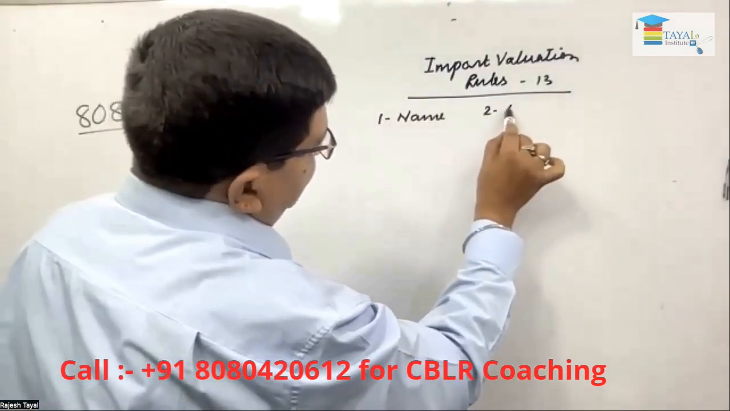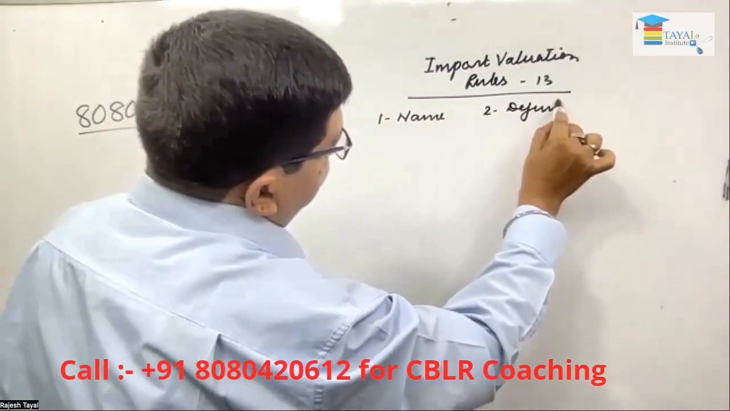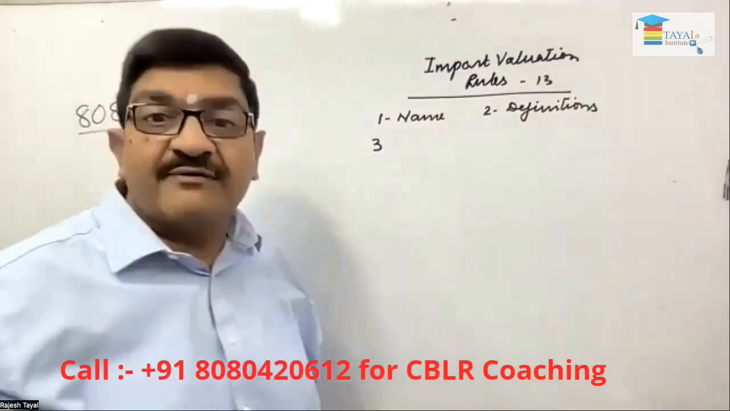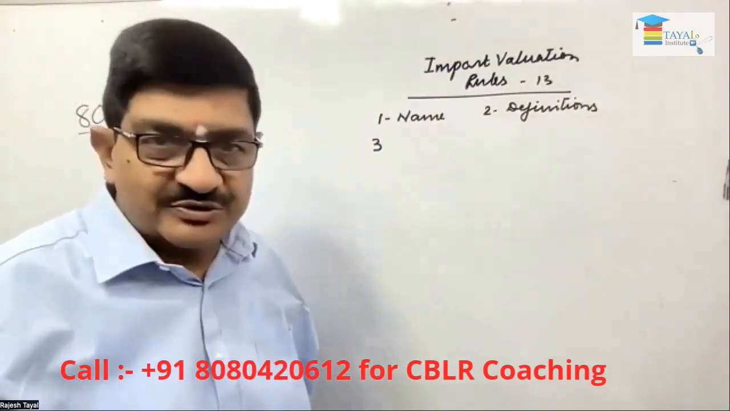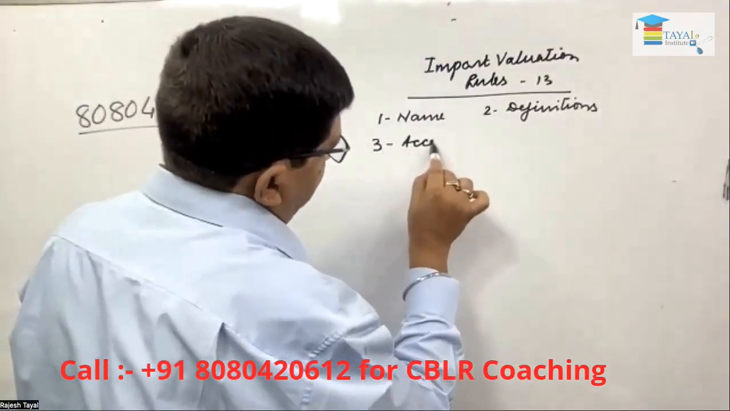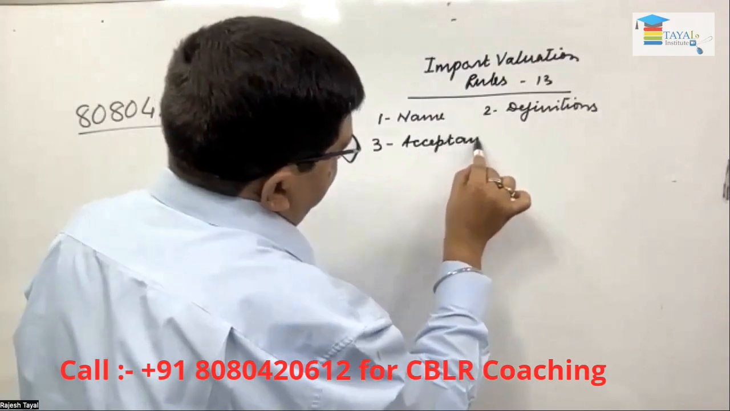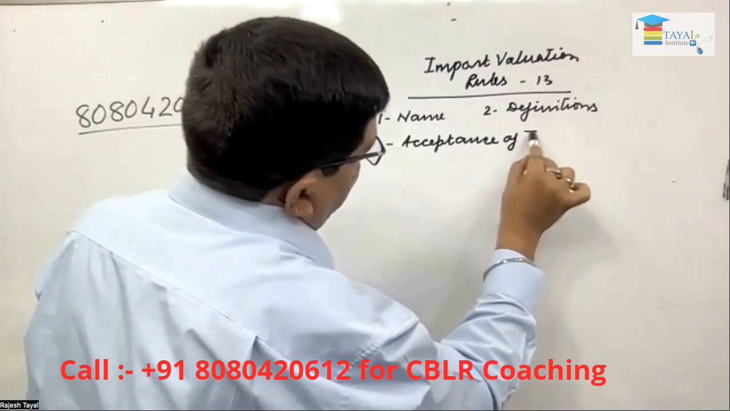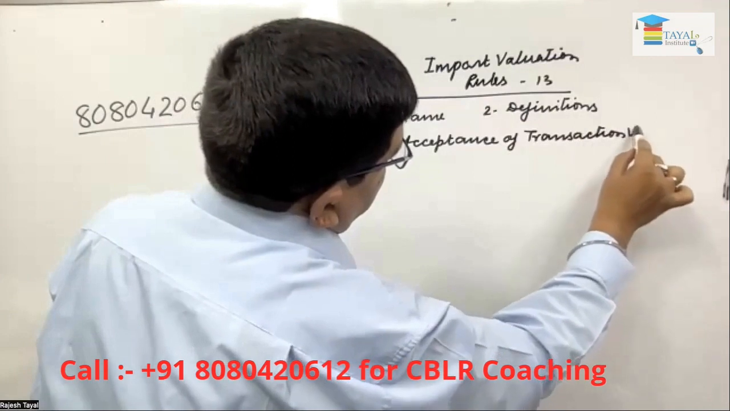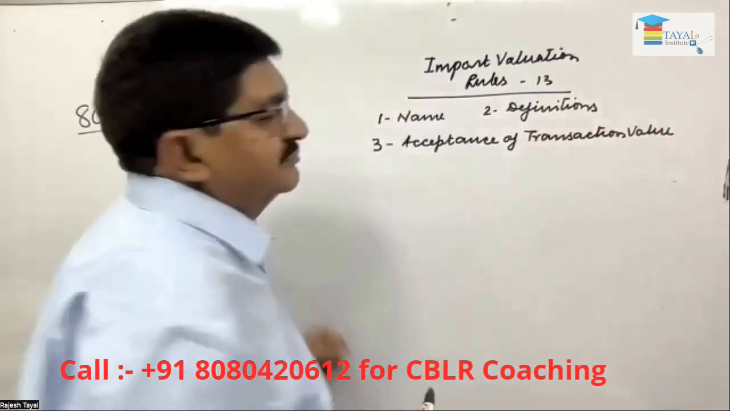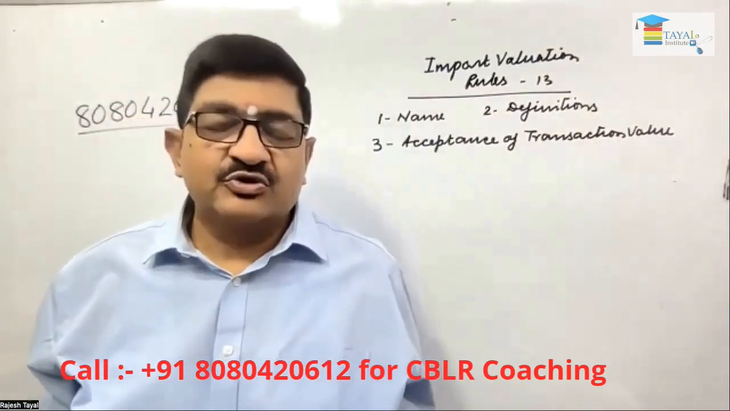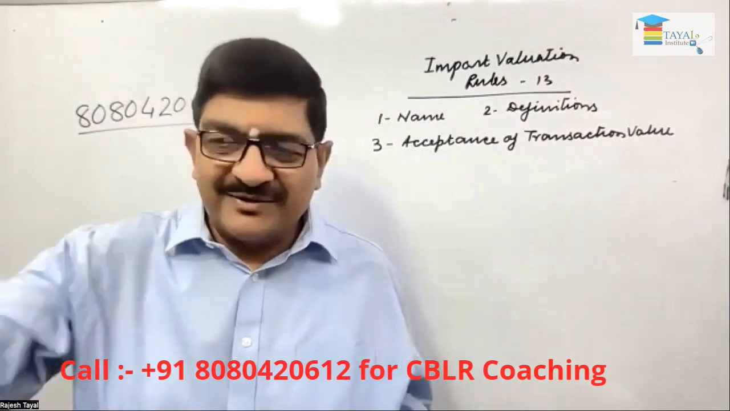In rule number 1, we talked about the name. Rule number 2, these are definitions relevant for these rules. Rule number 3, I'm giving you a different title. This is different from what is given in the rules. Rule number 3, this is acceptance of a transaction value. So if there is a transaction value only, then rule 3 is applicable.